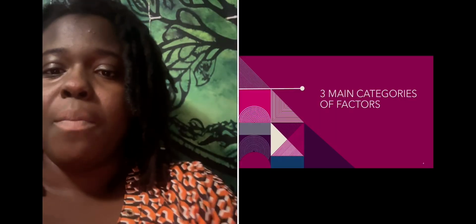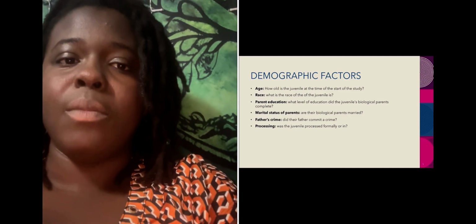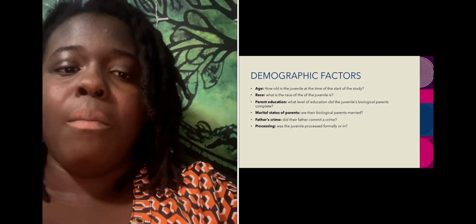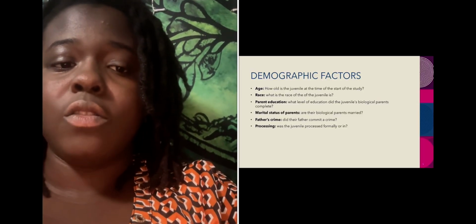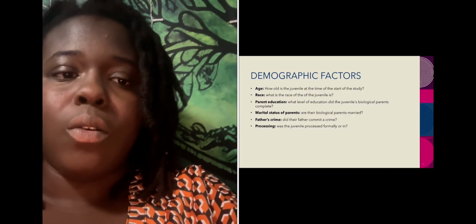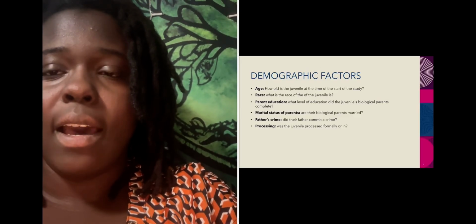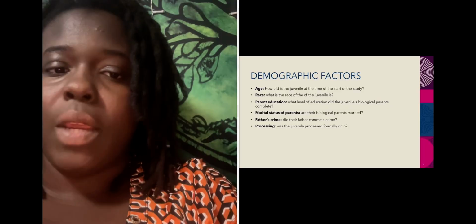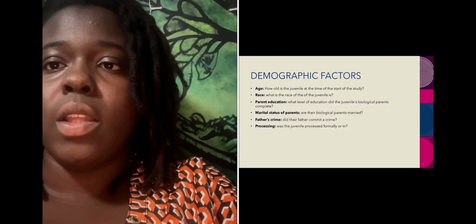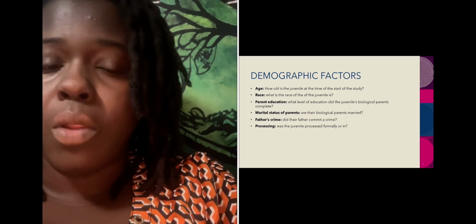There are three main categories of factors that this study uses. You have the demographic factors: age, race, parent education, marital status of parents, the father's crime, and processing. These are all variables that fall under this category. The age is basically how old the participant was at the time that the study started. The race is the race of the individual. The parents' education is what the parents' highest level of education was, whether it was college or just a high school diploma.